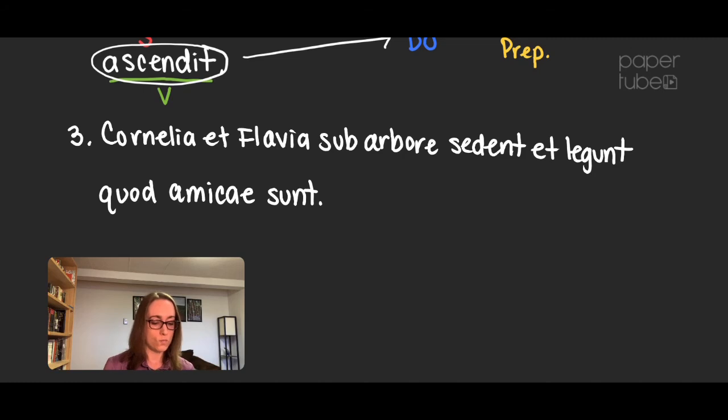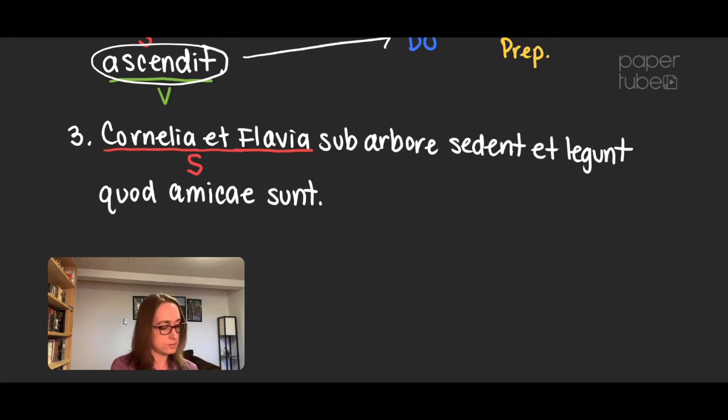Okay. First thing I label is my subject. Then I go to the verb or verbs. Then I do direct objects. And if there's a prepositional phrase, I do that as well. Subjects, verbs, direct objects, prepositional phrases. Four things I label in my sentence. Subject is Cornelia et Flavia. It's a compound subject. You can underline the whole thing. Usually I wouldn't include the et, but you can because it's a compound subject. Cornelia et Flavia is my subject. They're the ones doing the action.